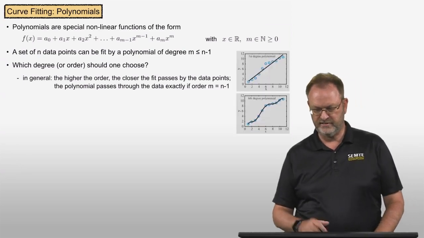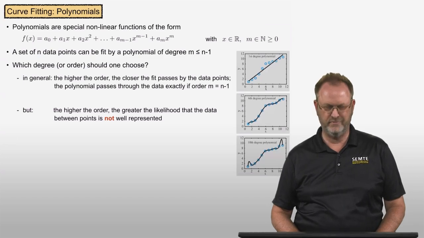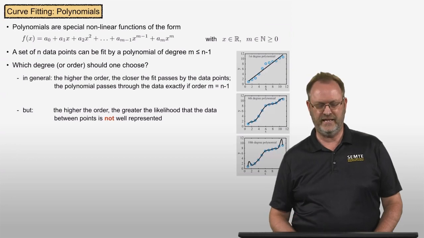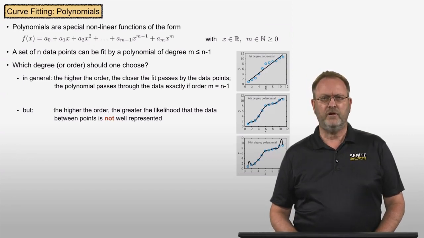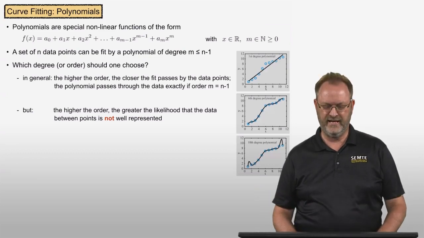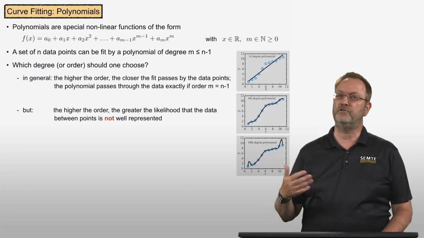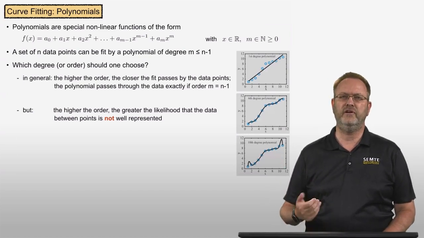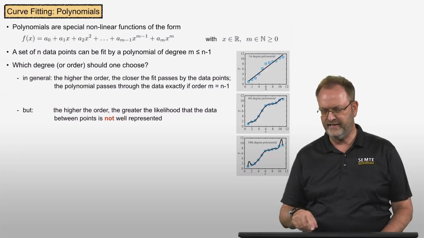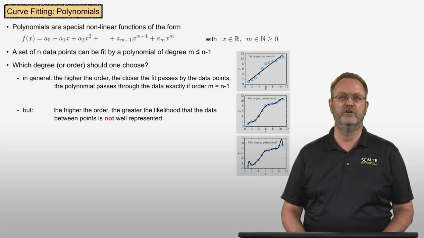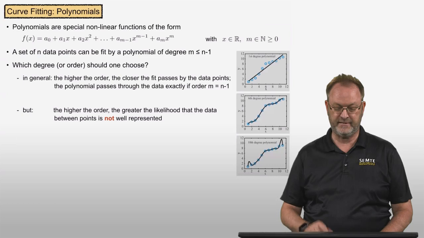And here are some of these examples that we have seen before, with a 10th degree polynomial passing through the data points exactly. But you'll also notice in this 10th degree polynomial that the higher the order, in this case 10 here, the greater the likelihood is that the data between points is not very well represented. So it's very unlikely that near the end points here of the data set, there are these vast overshoots actually present in the data, which the polynomial predicts.